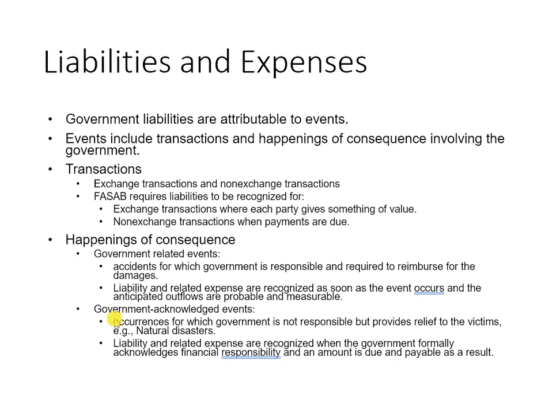We also have government-acknowledged events. These are not caused by the government. These are occurrences for which the government is not responsible, but provides relief to the victims. For example, natural disasters. Right? So the liabilities and related expenses are recognized when the government formally acknowledges financial responsibility and an amount is due and payable as a result. Okay? Both are necessary in order for the federal government to recognize a liability. Acknowledged, and then the amount is due and payable. Only acknowledged, no, it's not a liability. Acknowledged, then measured the payment, and we have the due date.